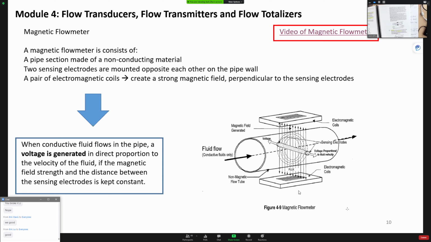And they can use an alternating magnetic field, trying to eliminate any other noise or interference.